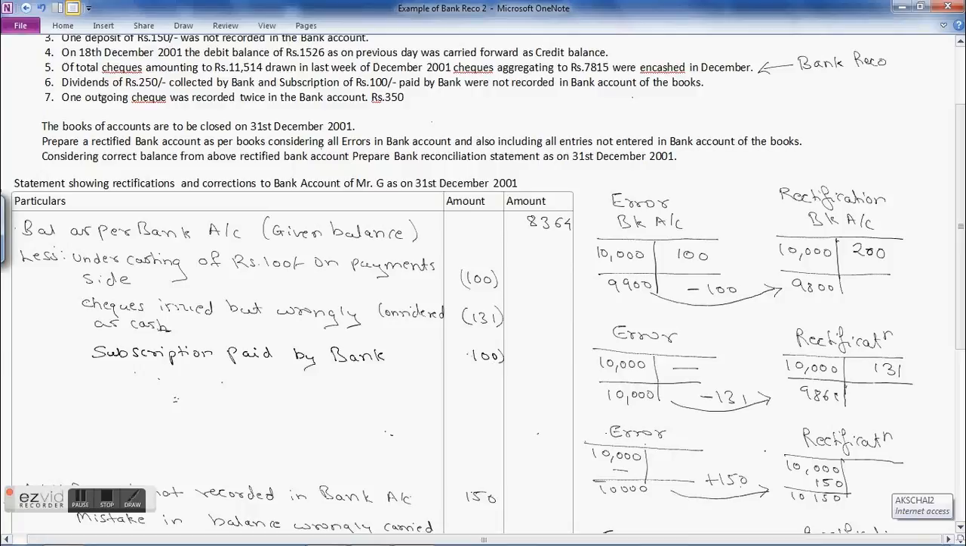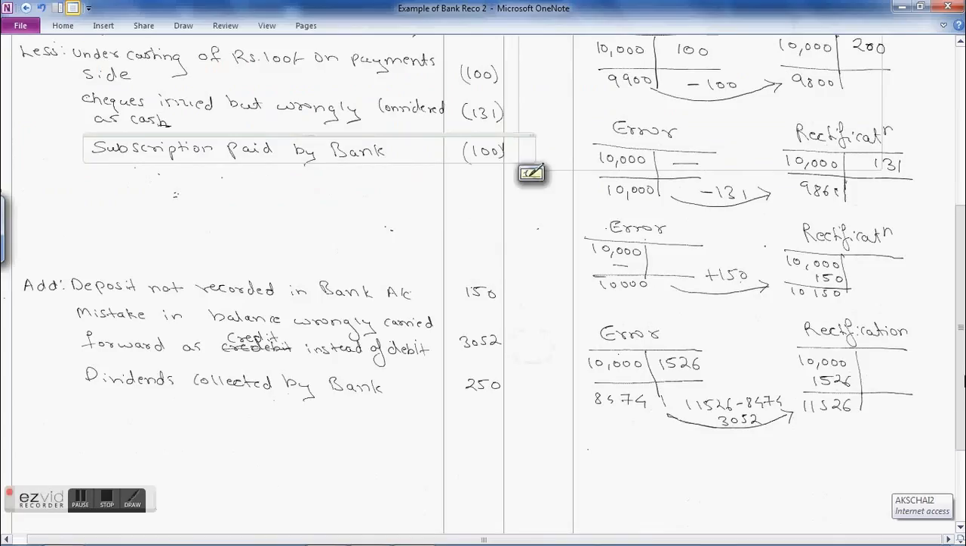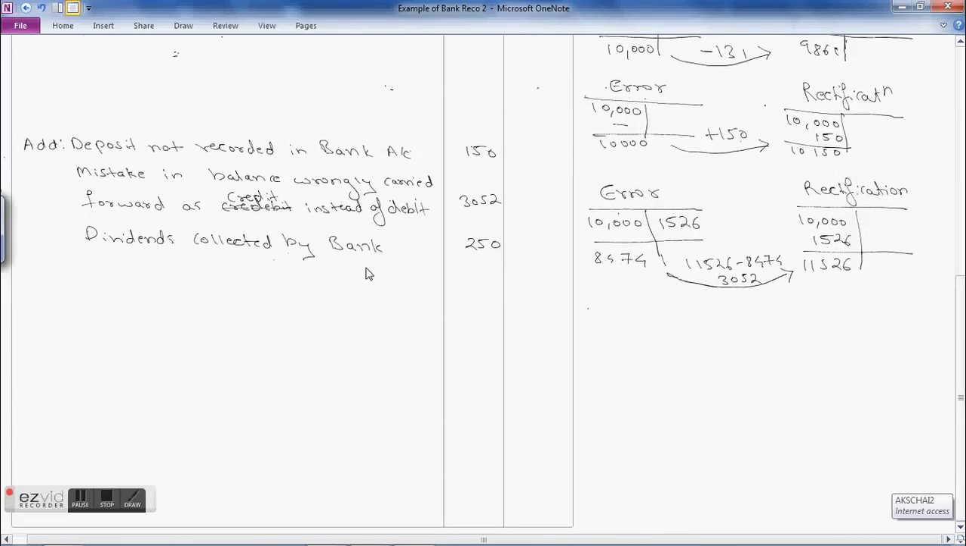How much is that? 100. Okay. Now the 7th transaction. One outgoing check was recorded twice in the bank account. Again, this is an error, right? There was one outgoing check which was recorded twice in the bank account. So let's see what has been the impact of this error.